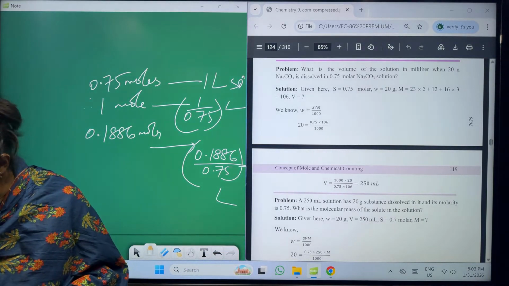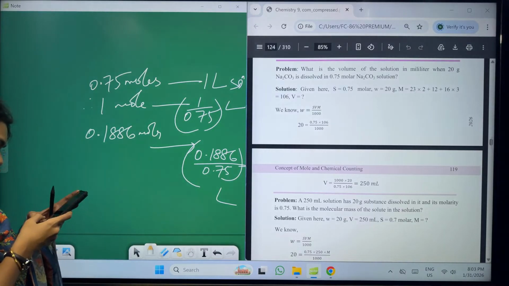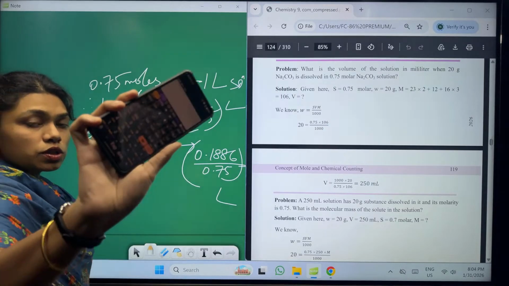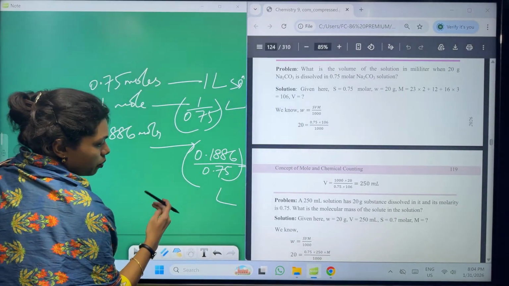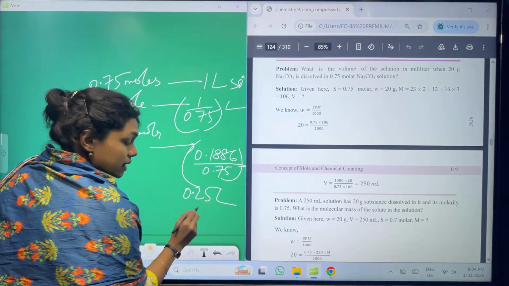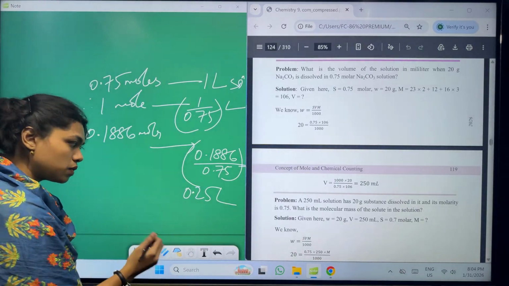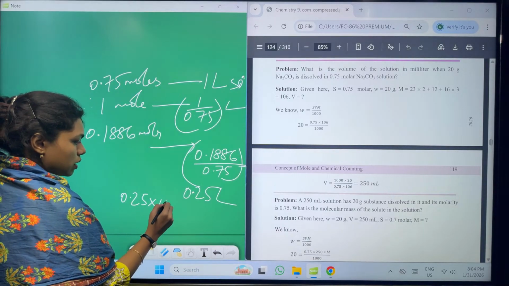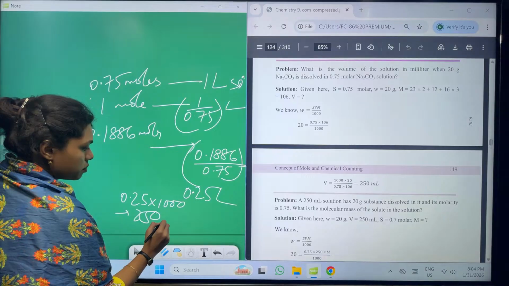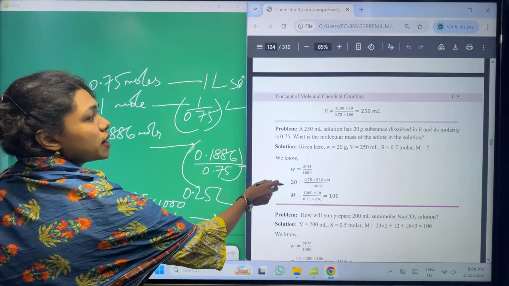Now how much is that? 0.1886 divided by 0.75, that is 0.25. Now 0.25 is in liter, right? So if I want to convert liter to milliliter, I will multiply it with what? 1000. So 0.25 into 1000, that is 250 milliliter. That is my required answer, okay?